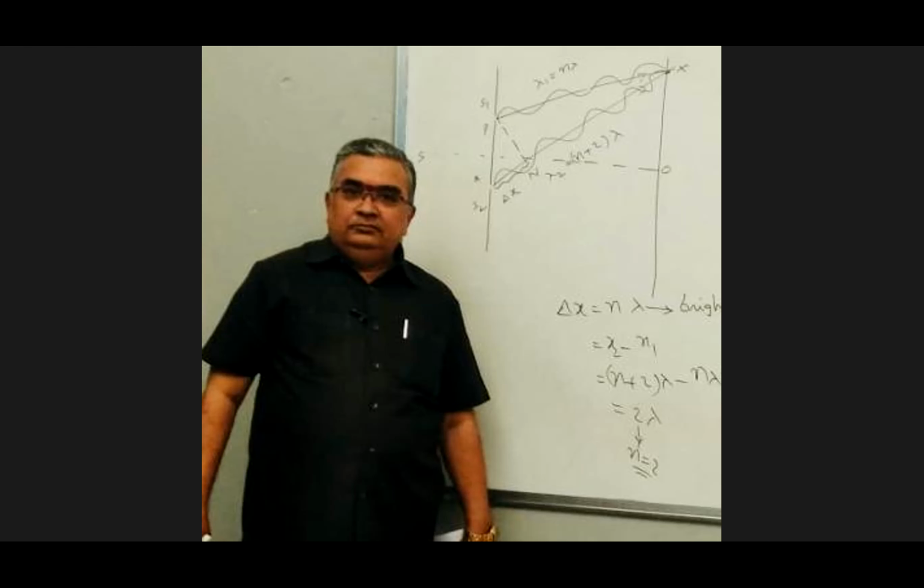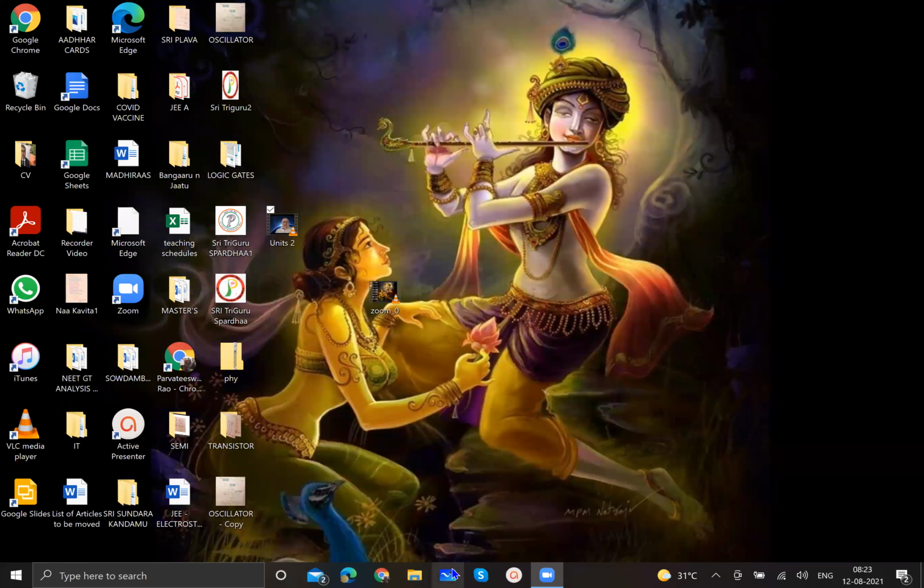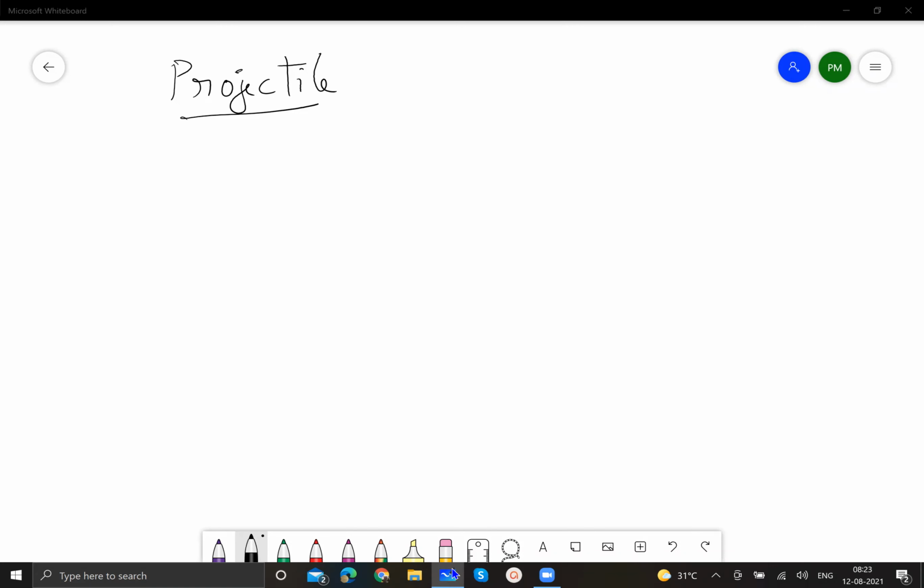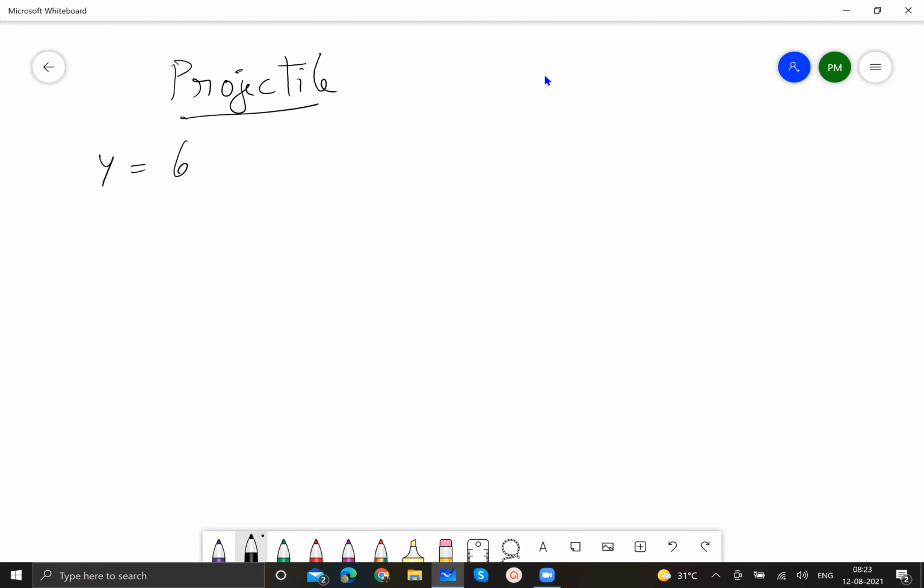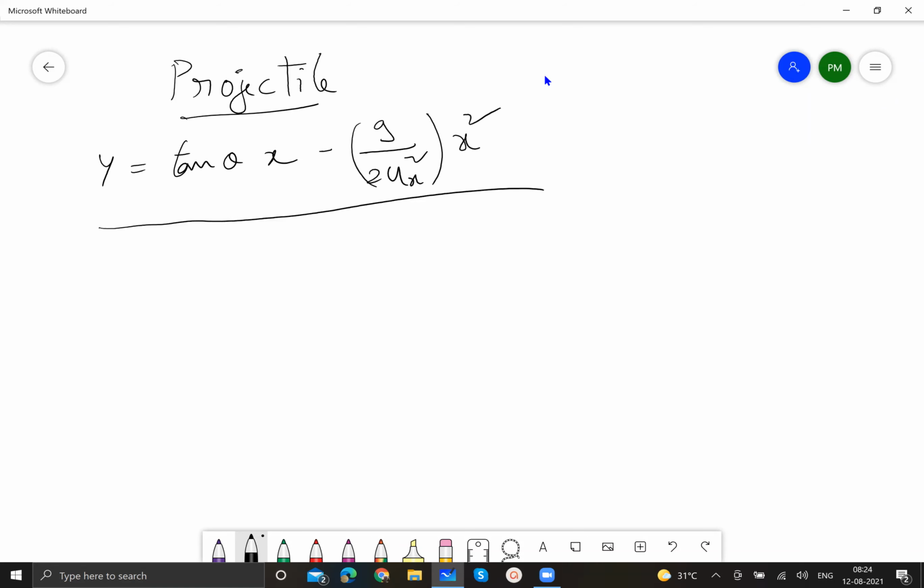Now I'm just going to touch a few important things. First of all, the theory we need not bother much. The trajectory of a projectile is given by y = tan theta into x minus g by 2u_x square into x square, and we call it ax minus bx square.